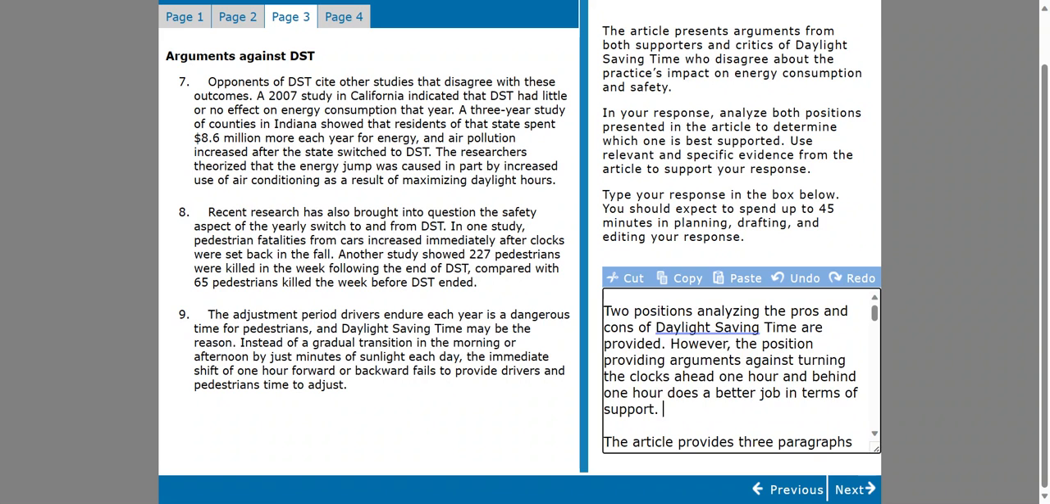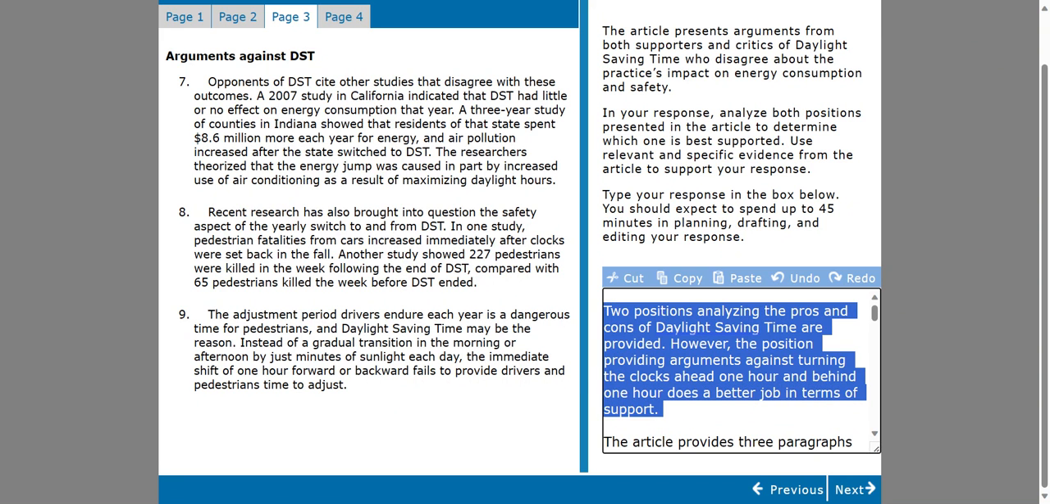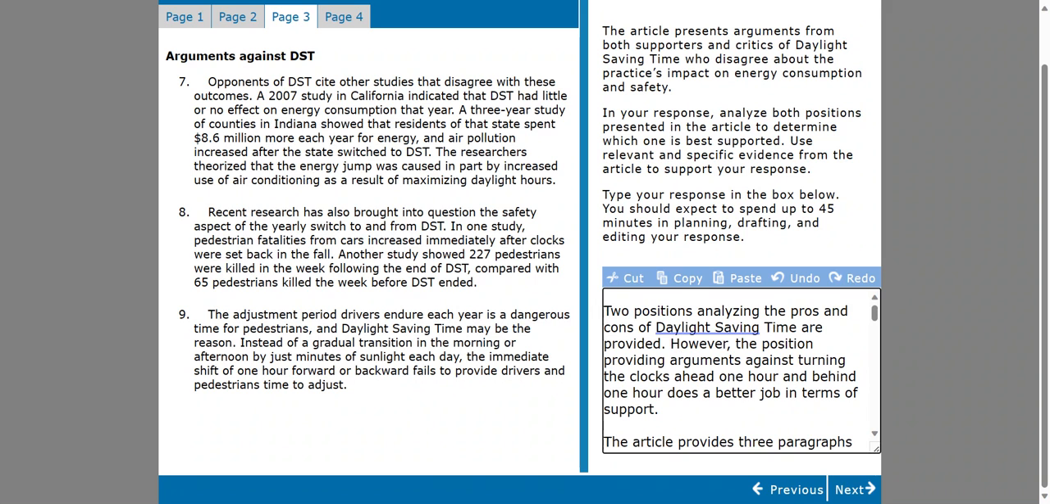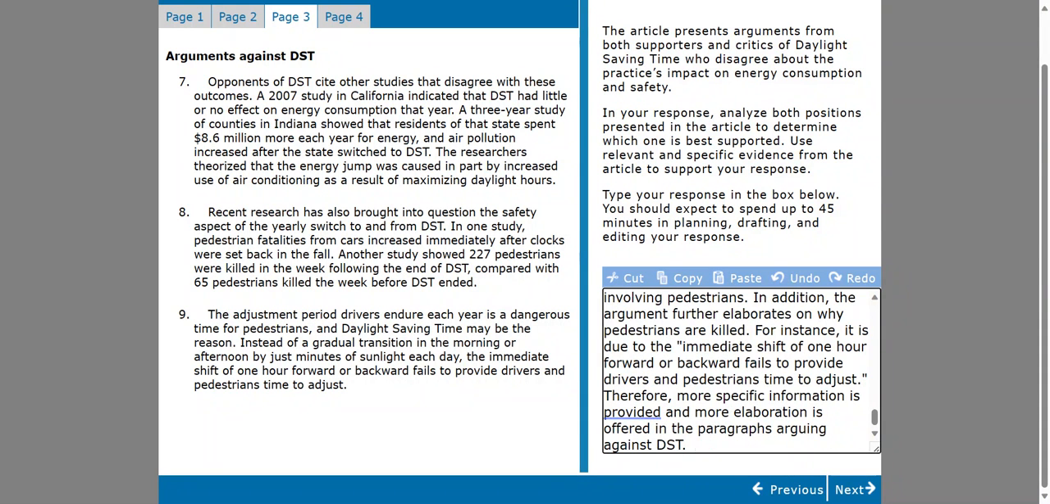And I could then basically copy this section, and then I'm going to end my essay with that. And I could even say this essay will examine why. Okay. And then I'm going to put that at the end.